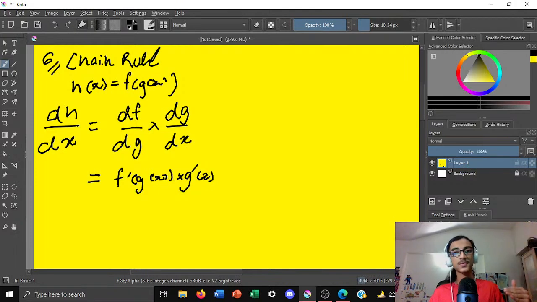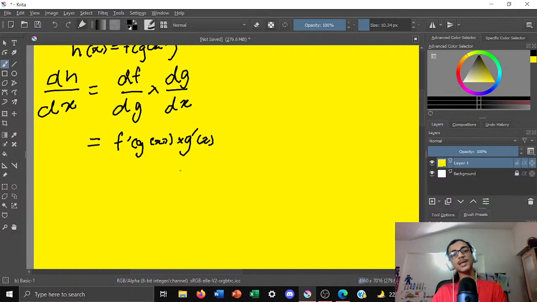So I know the derivative of sine of x is cos of x, and I know the derivative of x squared is 2x, right? So I can write this as cos of x squared into 2x. That's what the chain rule is basically telling me, and we want to prove this, right? And the proof for this is thankfully a lot easier than the one I just did with the product rule.